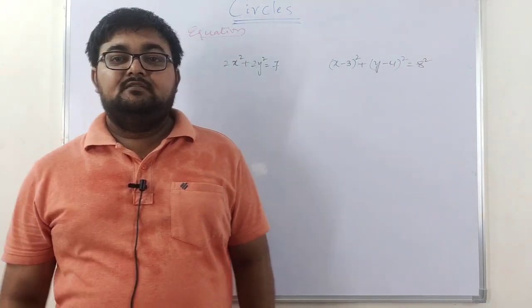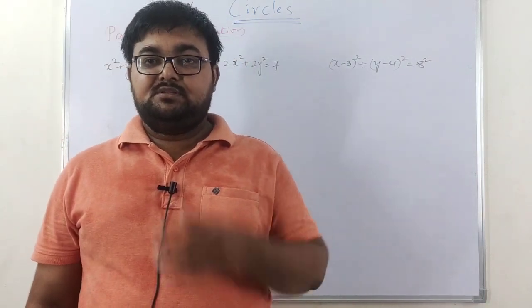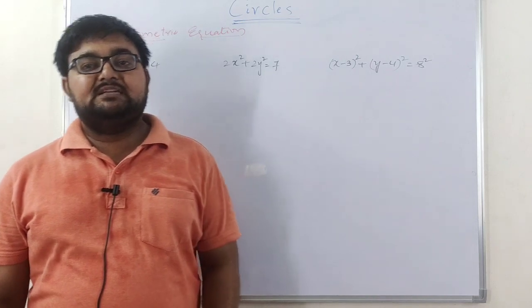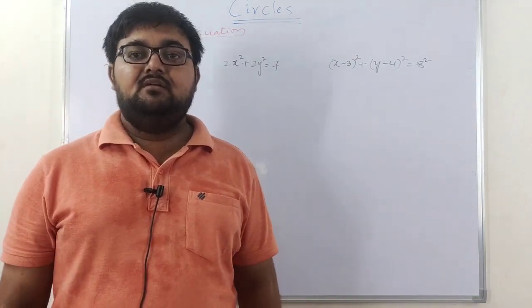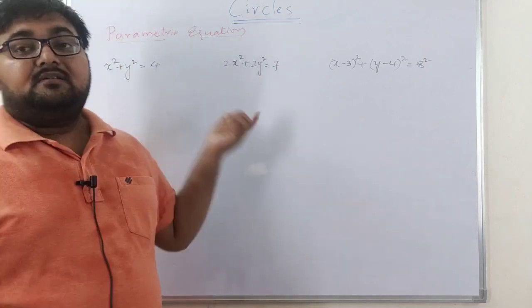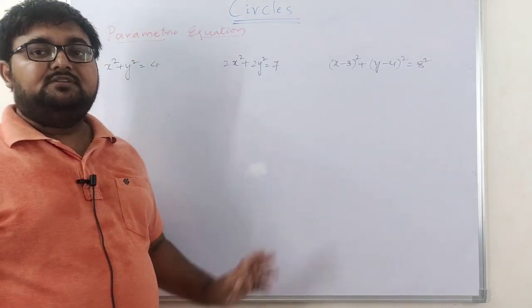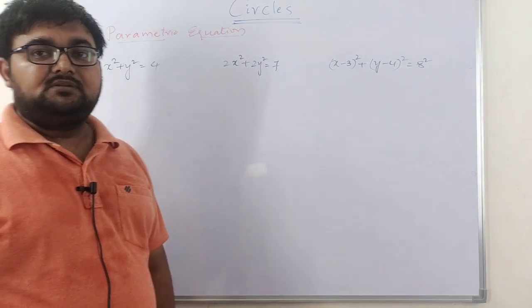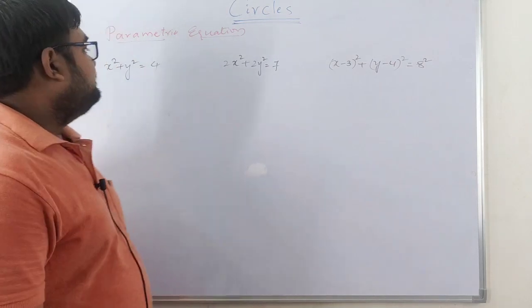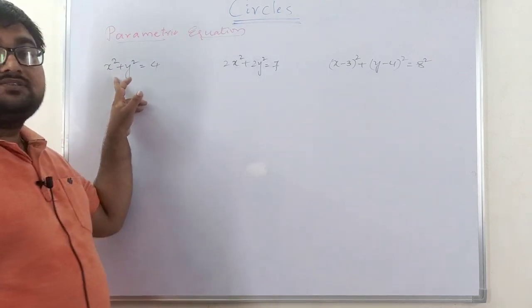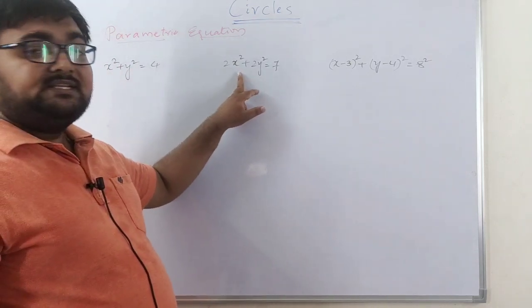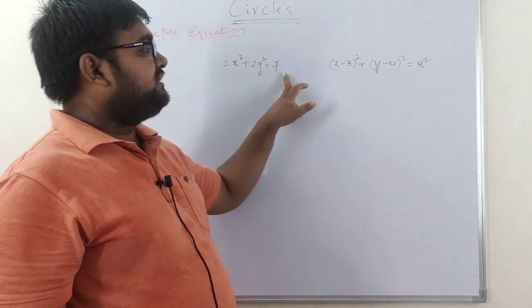Okay, next let us see the parametric equations. The last form is nothing but the parametric form. There you need to represent the given circle in parametric equations, so you need to write down their parametric equations. Here if you observe, we have three types of questions. In the first question, x square plus y square is equal to 4. Second question, 2x square plus 2y square is equal to 7.